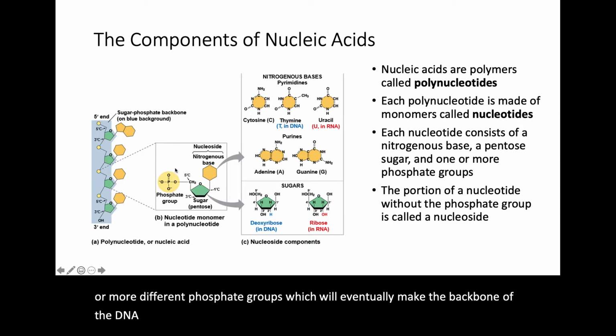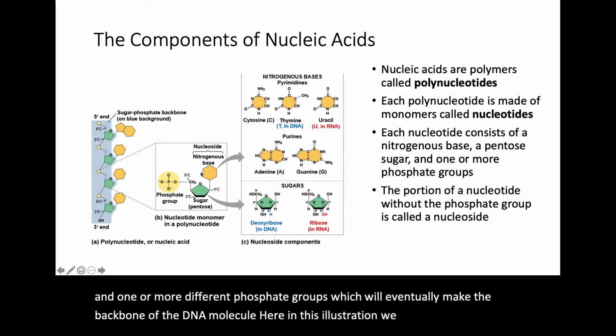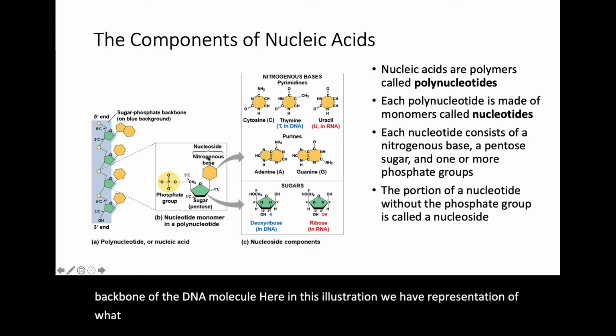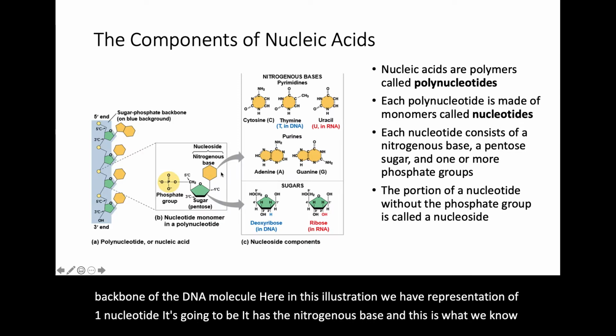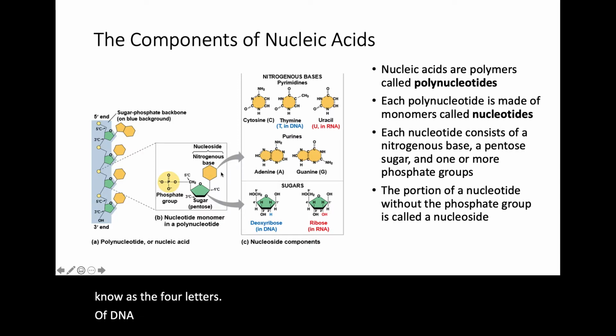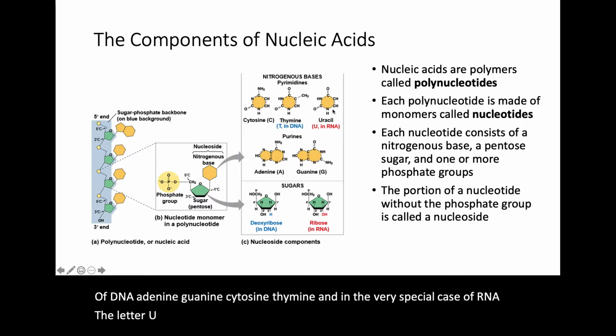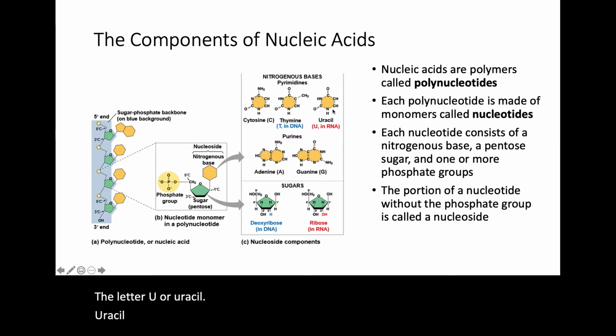Here in this illustration we have a representation of what a nucleotide is going to be. It has a nitrogenous base, and this is what we know as the four letters of DNA: adenine, guanine, cytosine, thymine, and in the very special case of RNA, the letter U, or uracil. Uracil is exclusive to RNA. There is no letter U in DNA.